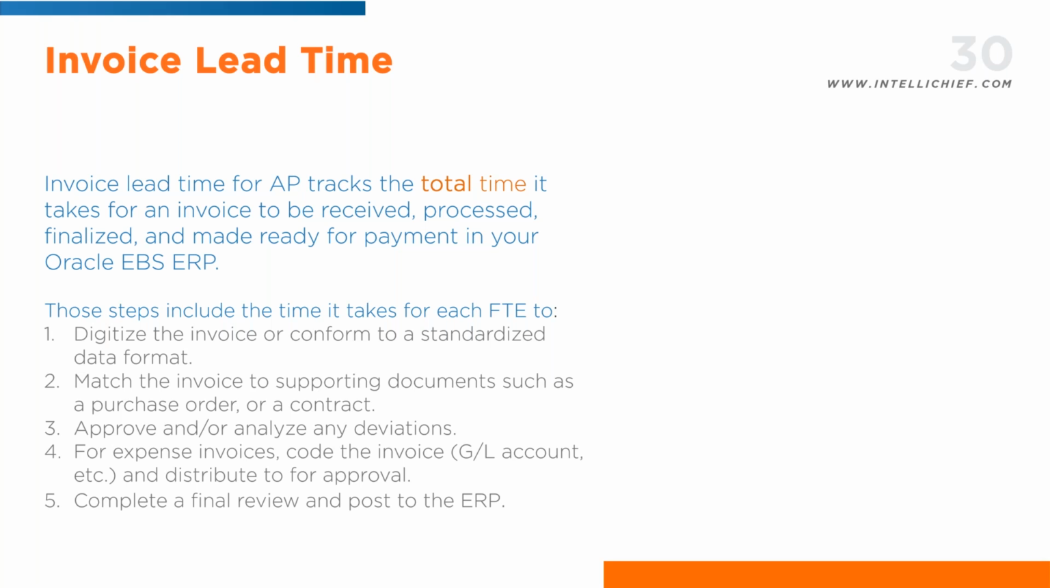Lead time. So lead time is, AP tracks the total time it takes to be received, processed, finalized, and ready for payment in EBS, right? And some people take it to payment or a voucher. So you may digitize an invoice, you might match, right, to receipts, a bill of lading, packing list, PO, a contract if it's a release, approve any deviations, expense invoices.